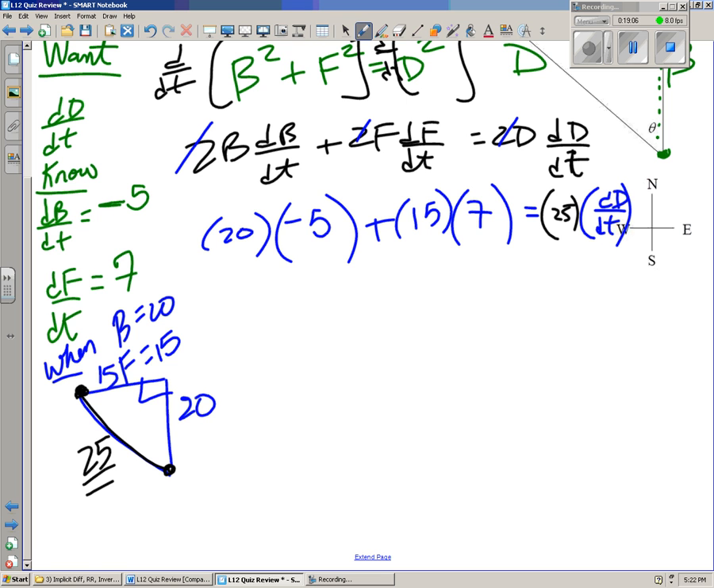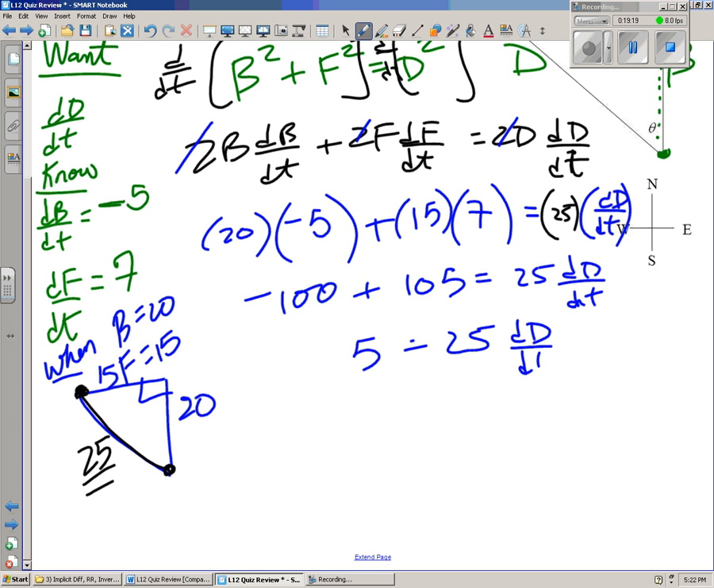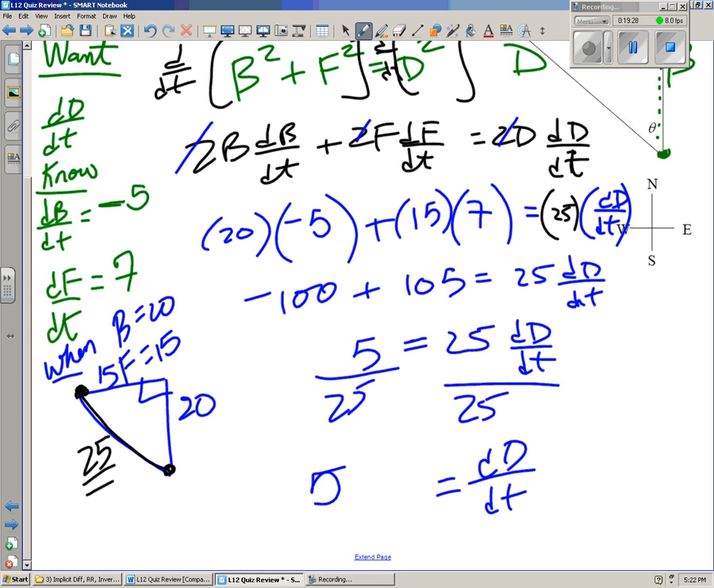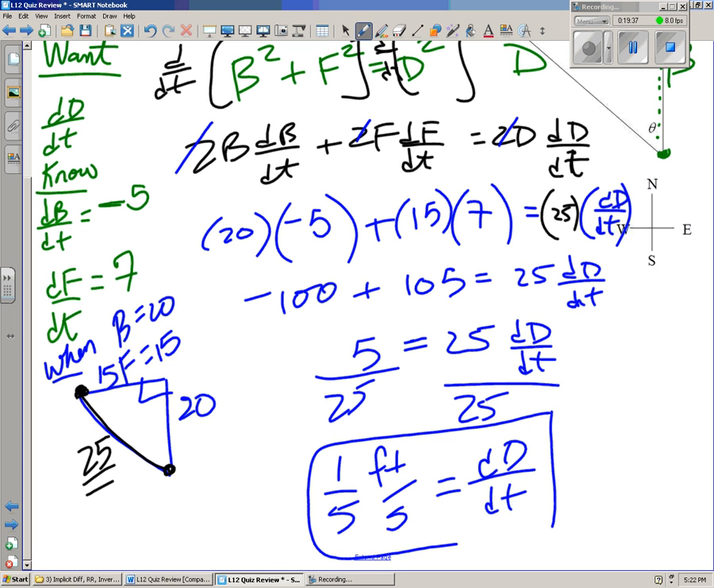And now it's just number crunching. 20 times negative 5 is negative 100. Plus 15 times 7 is 105. That equals 25 dD over dt. We get 5 is equal to 25 dD over dt. Divide by 25. And dD over dt is actually, sorry, not 5, 1 over 5. And our units here, we're measuring the distance in feet. We're measuring time in seconds. Always use correct units.